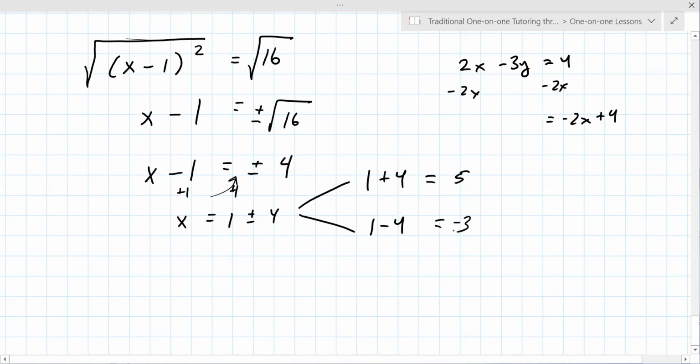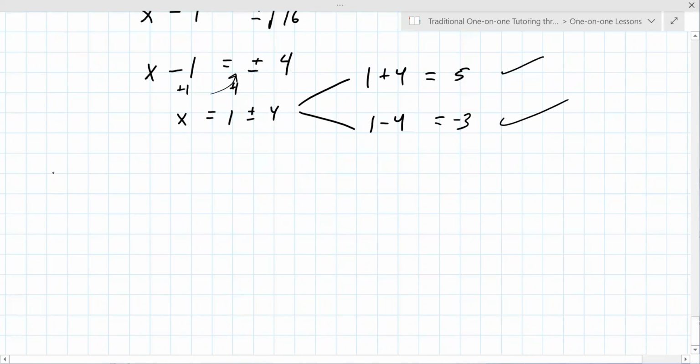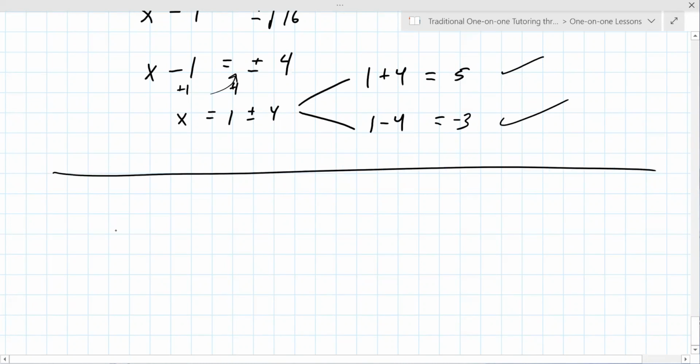So then that's the final answer. Two answers because it's squared. Thanks for telling me the squared thing means two answers. That's the fundamental theorem of algebra, believe it or not: the exponent tells you the number of solutions.